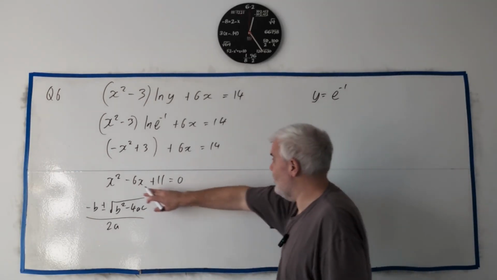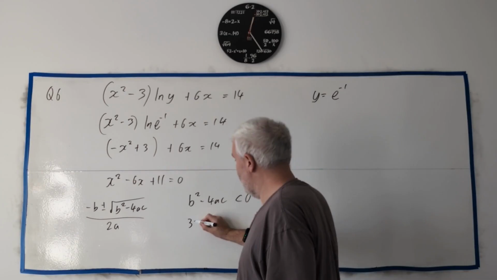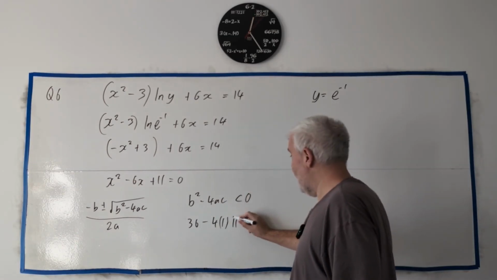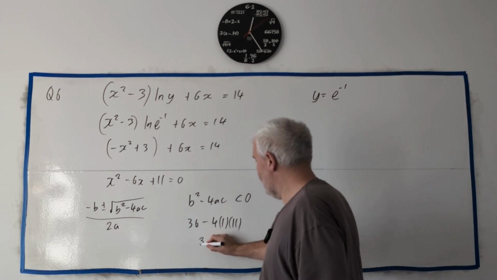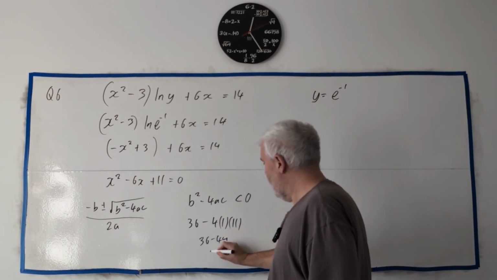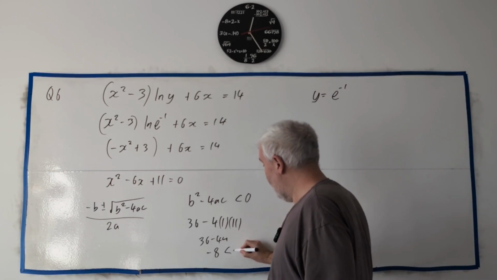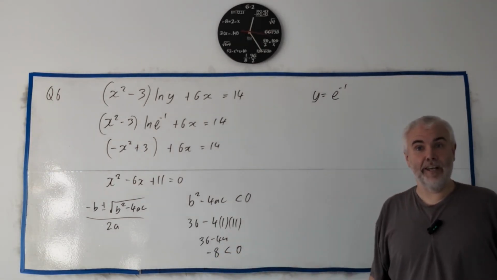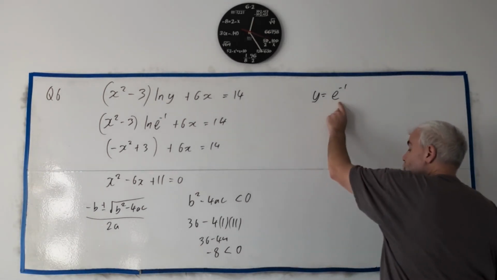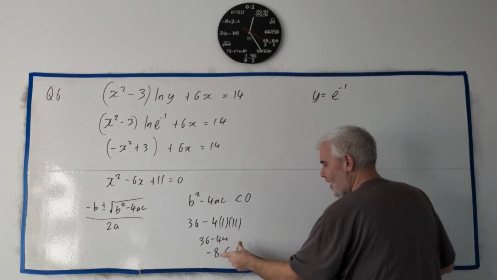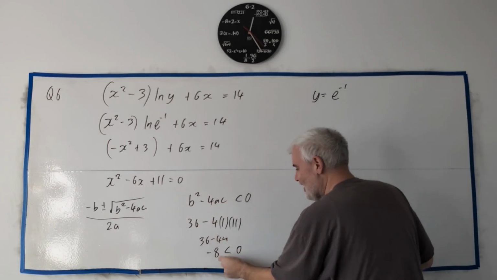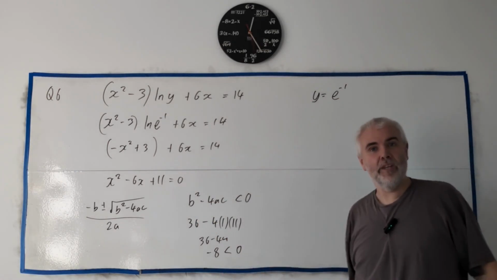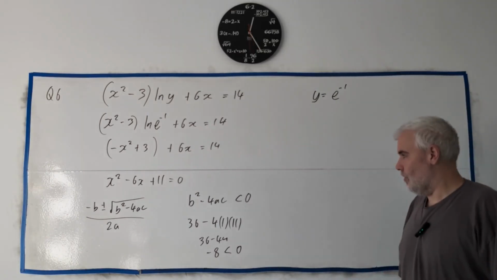So we know what b is, minus 6. So this becomes 36 minus 4 times 1 times 11, and that's 36 minus 44. That's minus 8, and that is indeed less than 0. And that's the answer to part A. This cannot be a solution because b squared minus 4ac is less than 0. There's no solution when you put that in, at least no real solution.